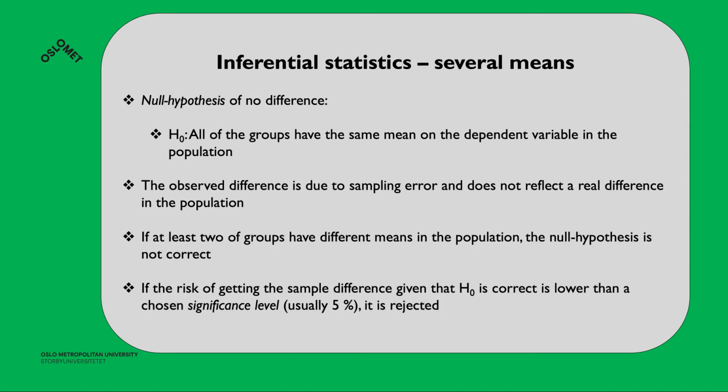And the risk of getting the sample difference, given that H0, the null hypothesis, is correct, if that's lower than the chosen significance level, and it's usually 5%, we reject H0. Because if we find that the risk of getting this difference in our sample is 5% or lower, we can be 95% or more sure that H0 is not correct.